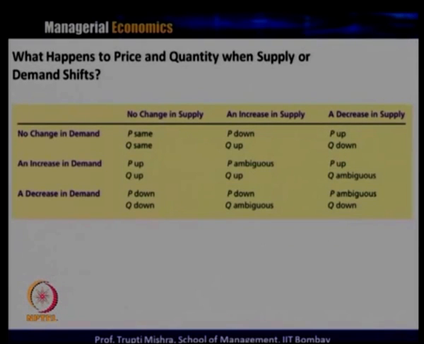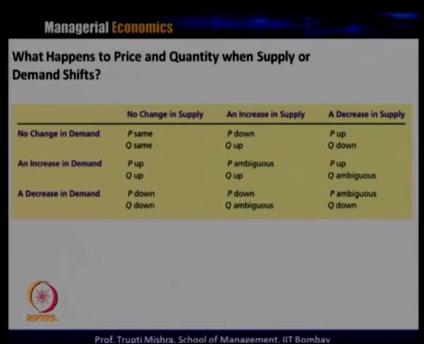So quickly, let us summarize what happens to price and quantity when supply or demand shift. In this table, we have summarized all the scenarios, when there is a change in demand, either increasing or decreasing, or a change in supply, either increasing or decreasing, and what happens to price and quantity. Price is referred to here as P and quantity as Q. In the first column and first row, there is no change in demand and no change in supply, so P remains the same and Q remains the same.